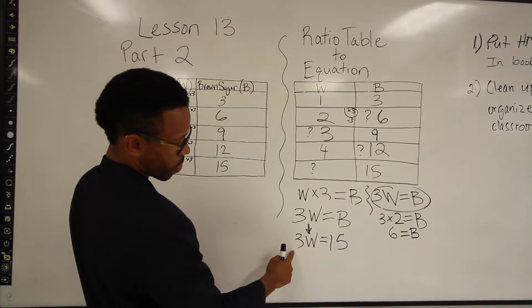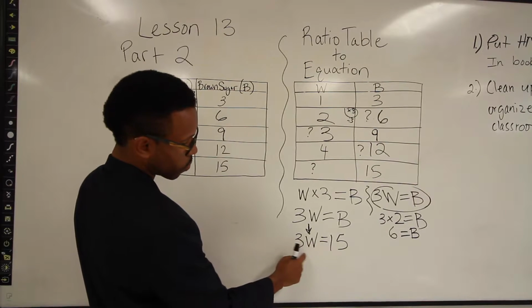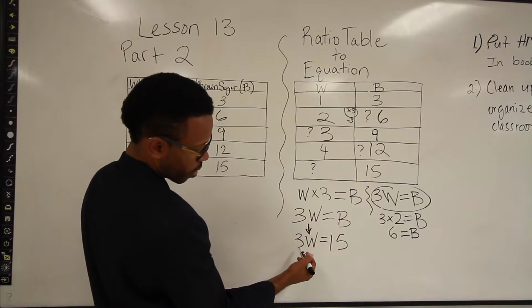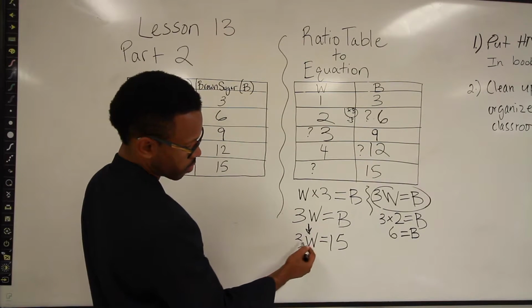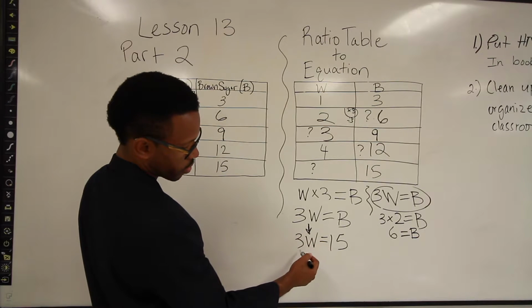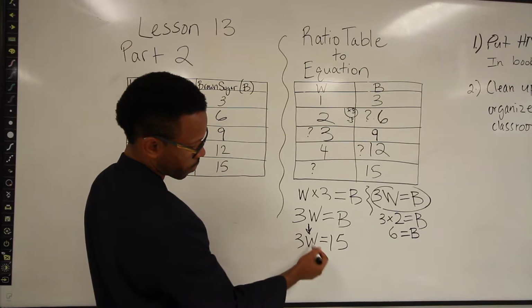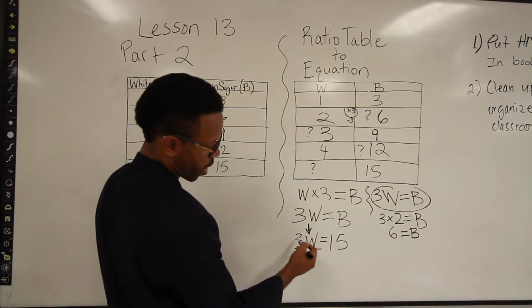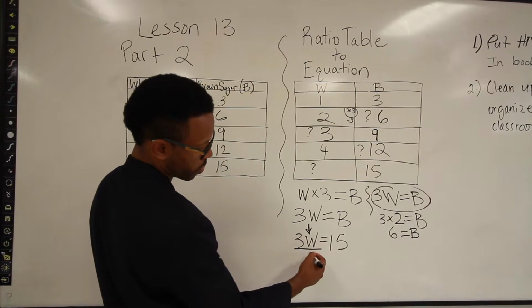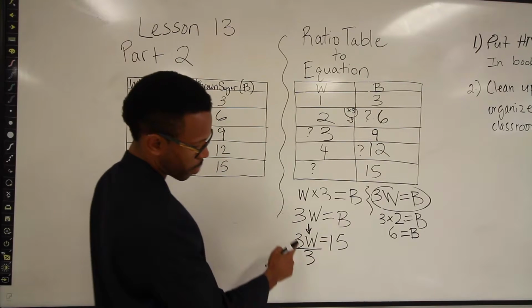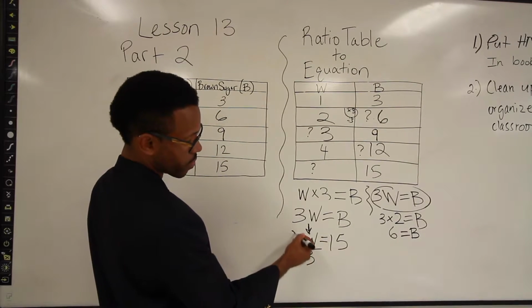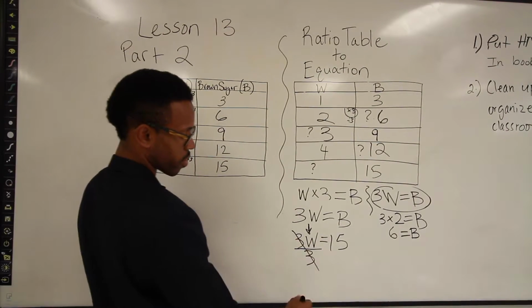Okay, so now I need to figure out what W is though. This is 3 times W, this is multiplication here. What am I going to do to this multiplication to get this W by itself? I'm going to do the opposite of multiplication. That's going to be division. I'm simply dividing by 3 because I want to get rid of that 3 next to this W.